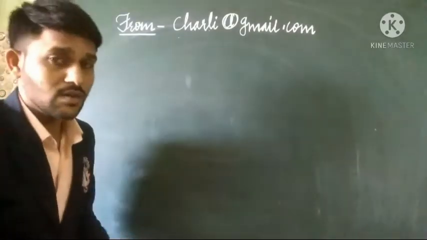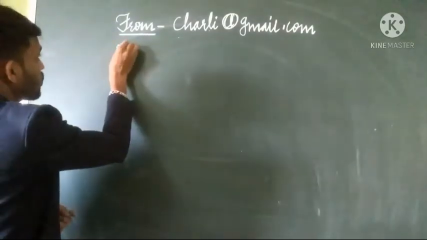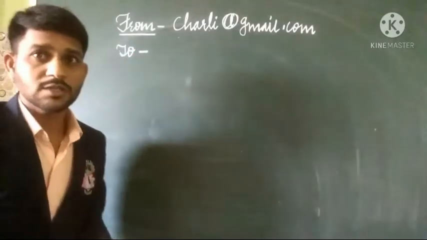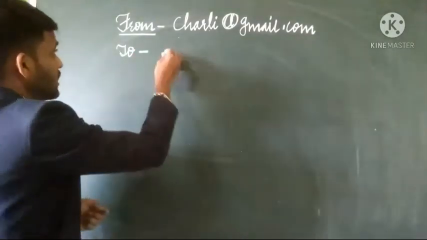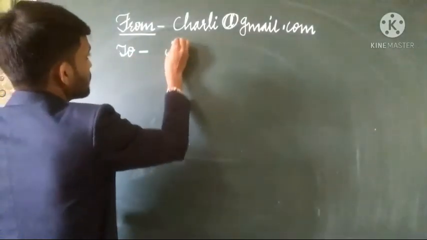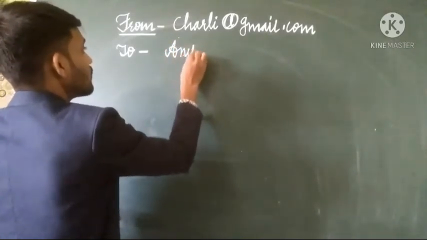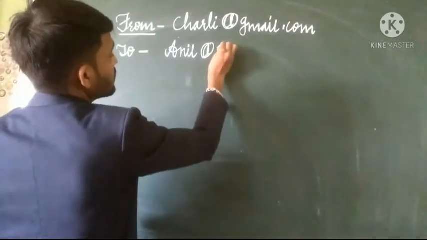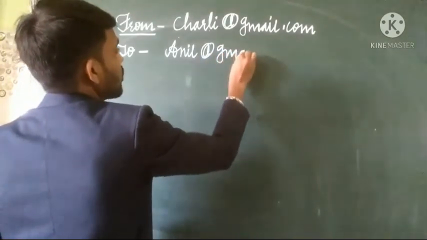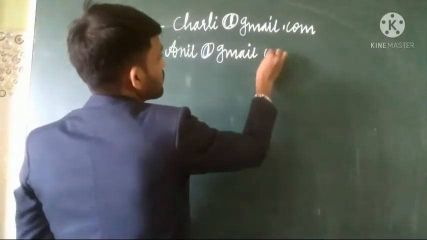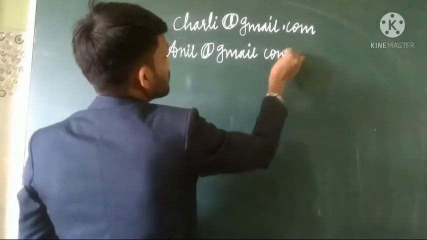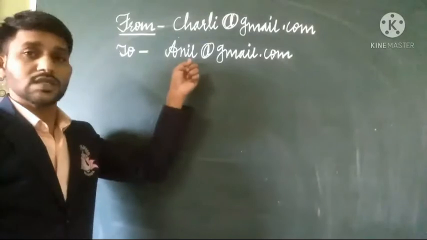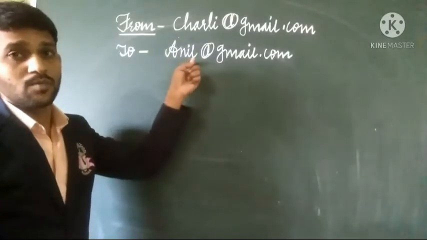In the next step, what will come? To. Now here in the To, what will come? Suppose Anil@gmail.com. So here the receiver's email ID will be provided.